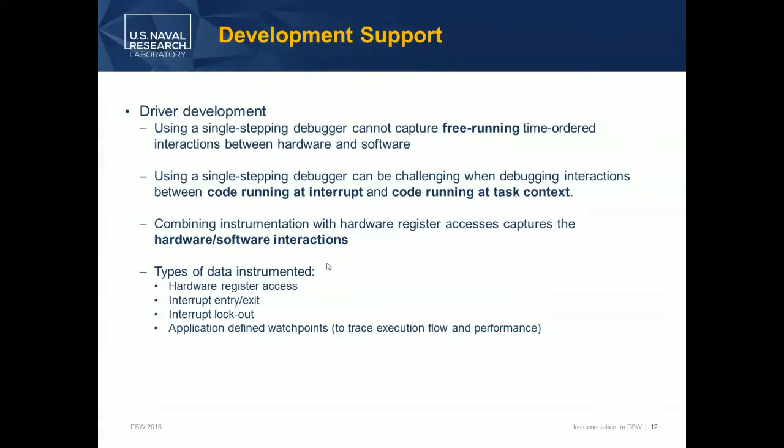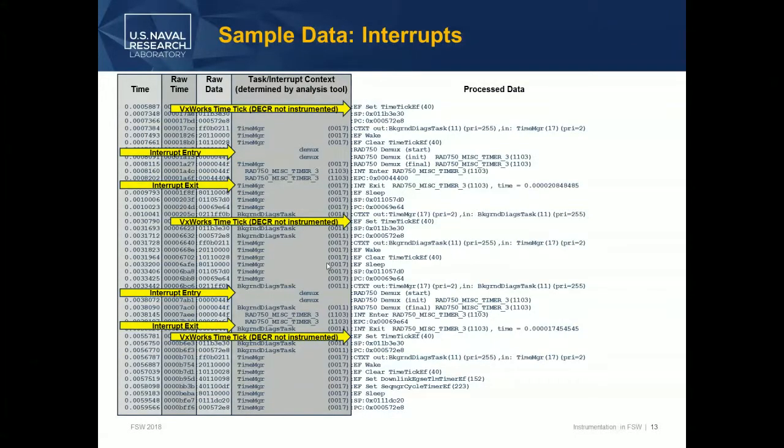So for this, we instrument hardware register accesses, interrupt entry, interrupt lockouts, and application-defined data watch points to trace your execution flow. And this is the same trace as before, just with some of the details here. You need the context to know this, but this is our decrementer interrupt firing off an event. This is where your interrupts enter and exit. You can look over here at times to calculate or determine an interrupt processing time, and so forth.